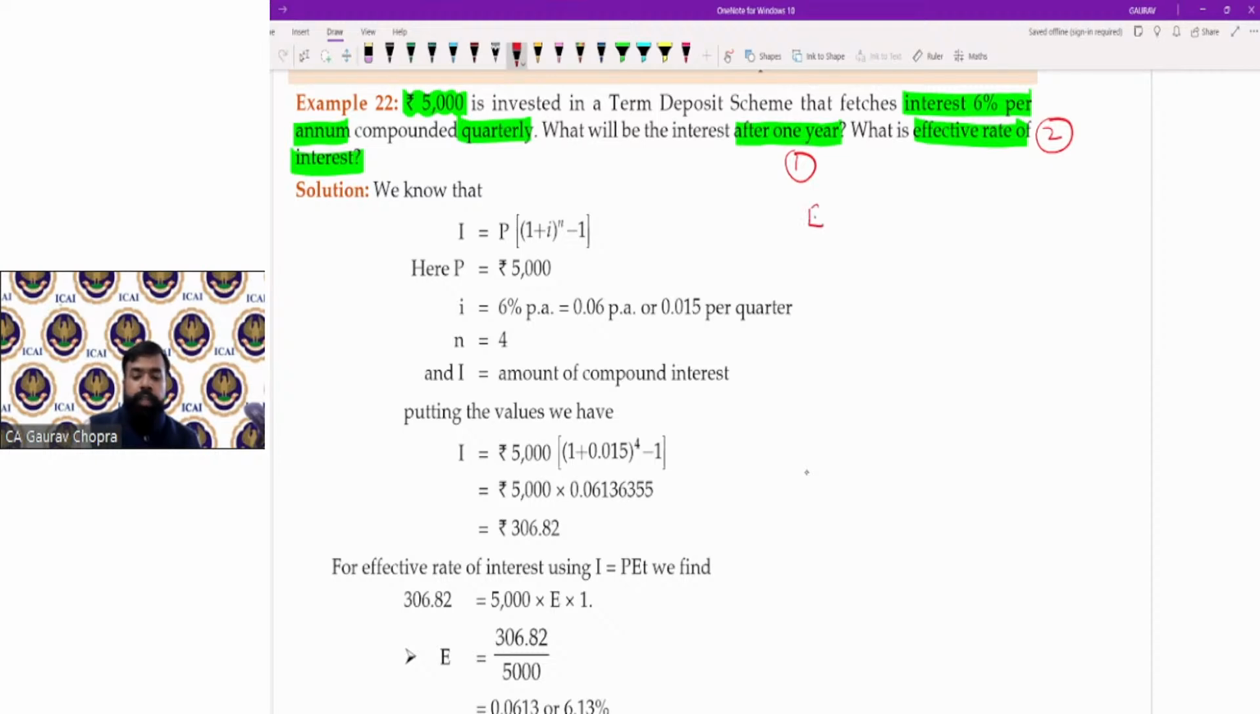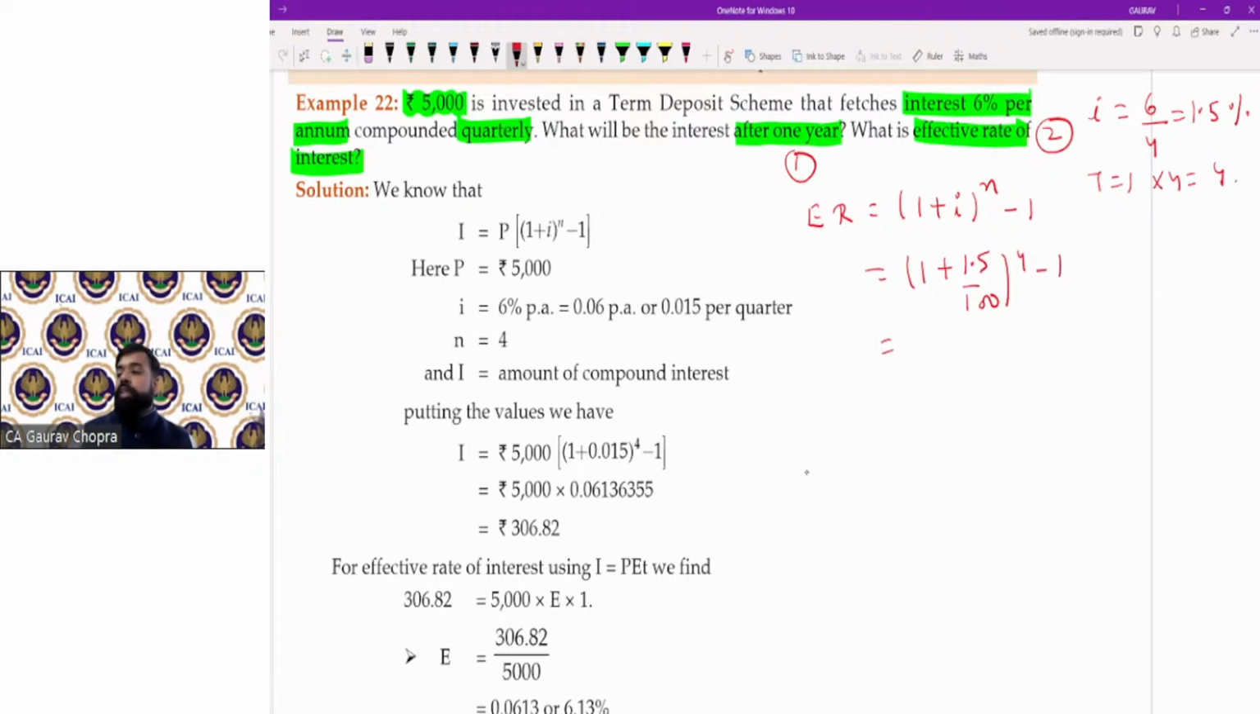So let us calculate the effective rate first. So 1 plus I whole to the power of n minus 1. Now, since it is quarterly, to convert the rate into quarterly, 6 divided by 4, rate becomes 1.5%. Time is 1 year. So how many quarters are there in 1 year? Multiply by 4. So n will be 4. So 1 plus 1.5 upon 100 whole to the power of 4 minus 1. Using this, you will get effective rate.